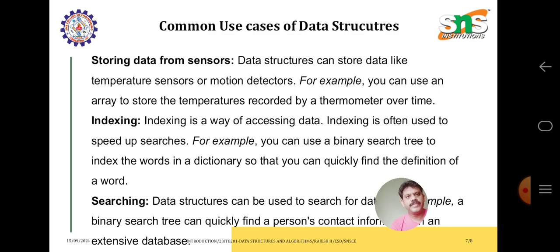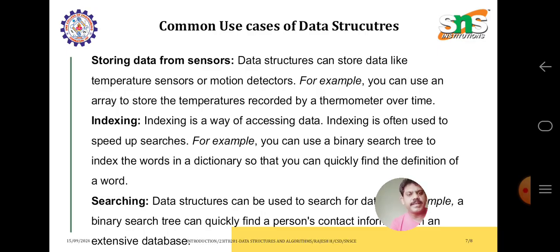Another important use case is the data stored in a data center from sensors. Whatever is collected from the sensors is stored, for example temperature readings, medical equipment reading patient records, or weather reports. Wherever sensors are used, the data structure plays the major role.